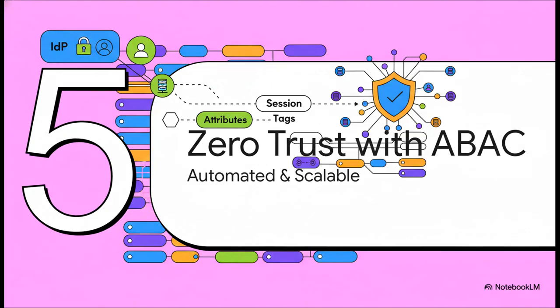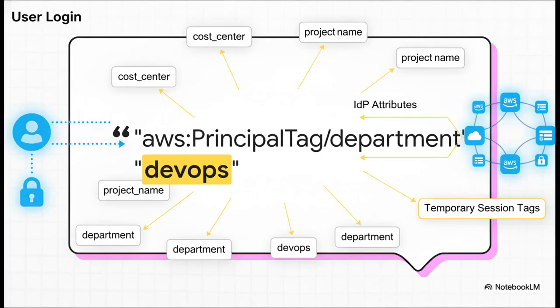Okay, this is where Identity Center becomes incredibly powerful. By using attributes that get passed from our IDP, we can achieve a dynamic zero-trust security model automatically. We do this using something called session tags. So step 1 happens on the identity side. As a user logs in, Identity Center essentially stamps their temporary session with attributes from your IDP. Things like their department, their cost center, maybe a project name.